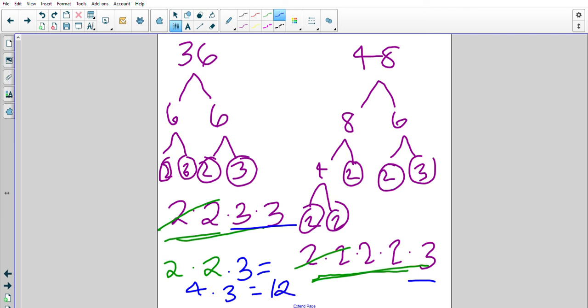So to sum it up, to find the greatest common factor using prime factorization, you take your factor trees, you find the prime factorization of each, then you only take what they share, multiply them together to get your greatest common factor.